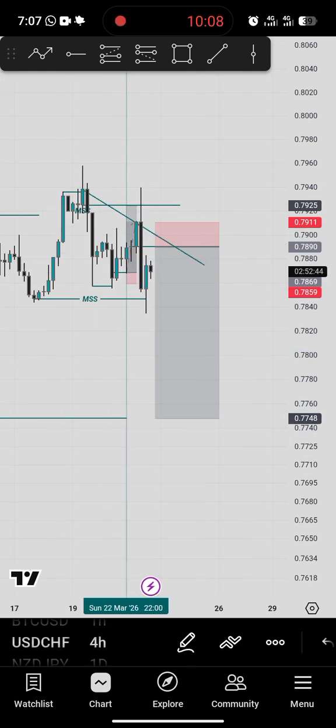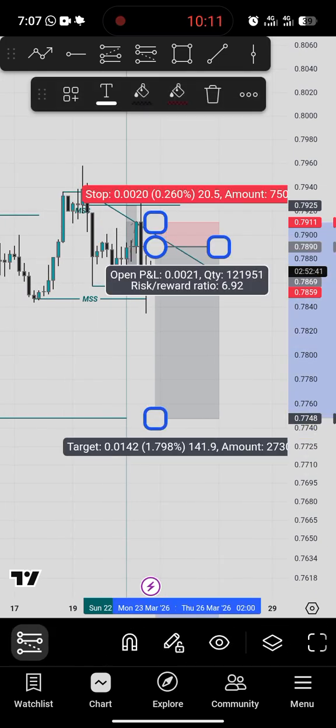So if you are risking, for example, $20, then you are making 140 dollars. So that's just it. This strategy is very simple.